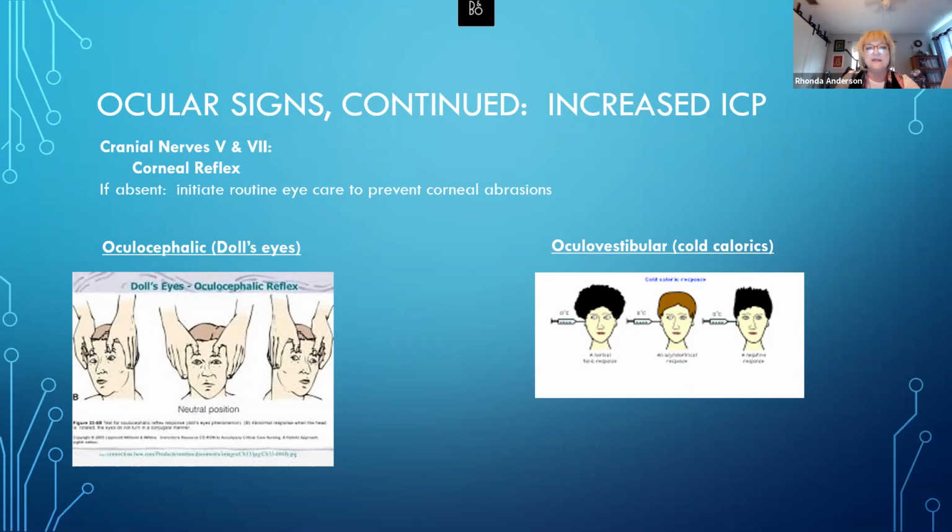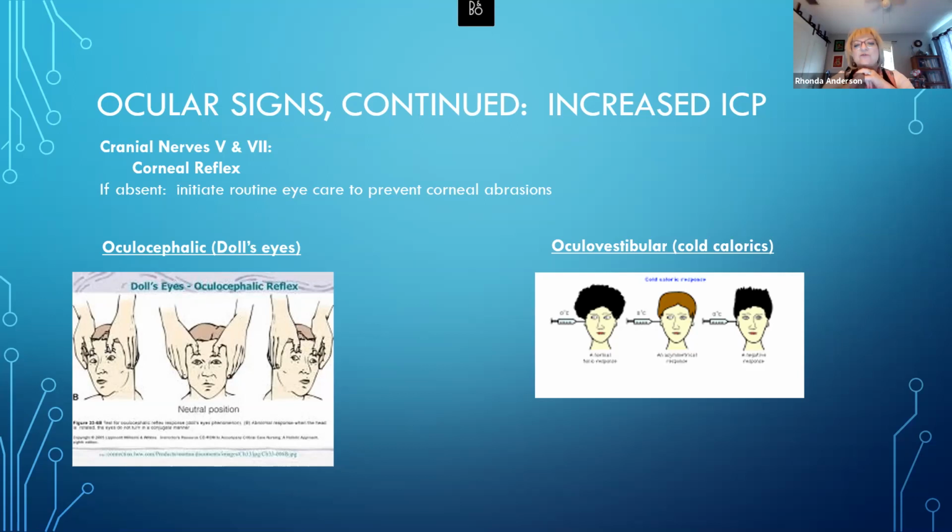The corneal reflex, if that's absent, and to test that, we usually just take a little cotton swab and just touch the cornea, and they should blink, or they should blink to threat, okay? If that's absent, then we want to make sure we're doing good eye care to prevent drying or corneal abrasions. So we'll usually put some type of ophthalmic ointment on the eyes and make sure that they're closed. If for some reason they're swelling or the eyelids can't shut, you may see us tape them shut, or put little eye pads or something over them just to protect the cornea from any abrasions.